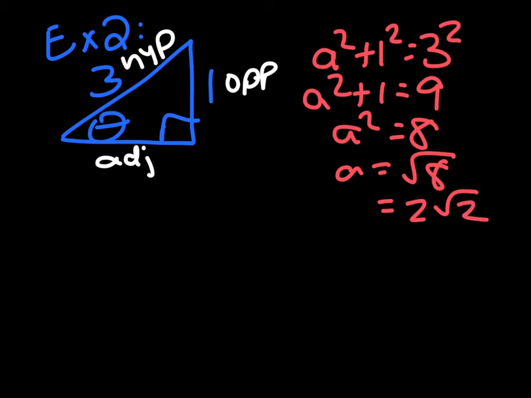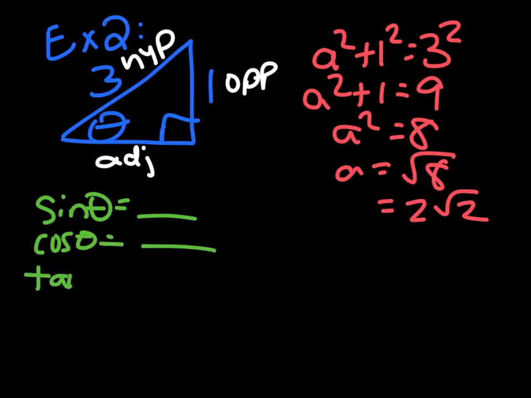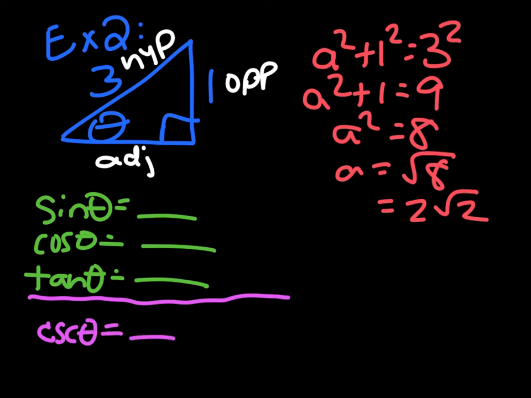And now we're going to find everything again. We're going to find sine of theta, cosine of theta, tangent of theta, and then we're going to find all the reciprocals, which are going to be cosecant of theta, secant of theta, and cotangent of theta.